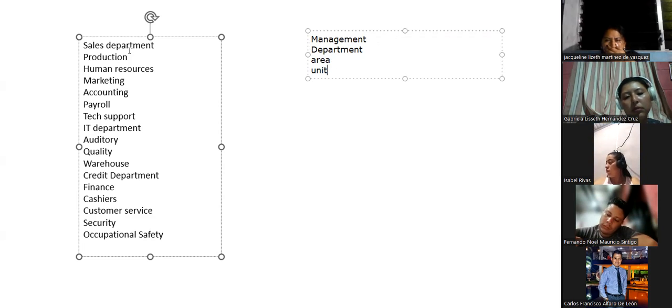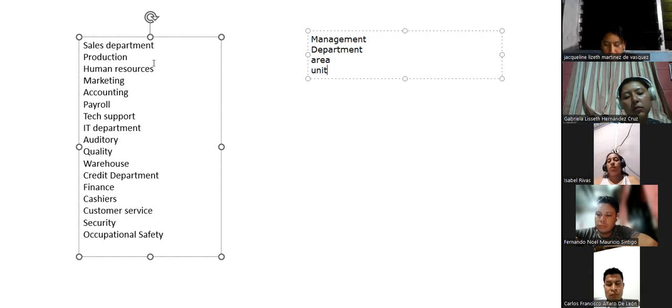For example, I could say sales department, production department, or in the production department you have the production area, those different things, right? Human resources department or human resources management. Marketing department and marketing management. Accounting department, okay? Payroll is a part of the accounting and finances thing, right? The payroll management could be. Tech support, well, you can reach them by phone or by a specific software where you do the requisitions and all kinds of things.